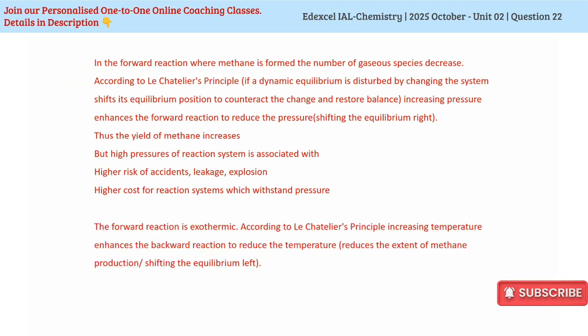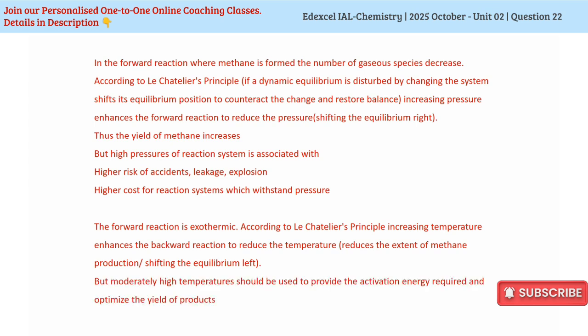The forward reaction is, on the other hand, exothermic, but that means, according to Le Chatelier's principle, if you increase the temperature too much, it enhances the backward reaction to reduce the temperature of the system. That means it reduces the extent of methane production, or we can say the equilibrium shifts to the left. Therefore, too high temperatures are not favorable for the production of methane.